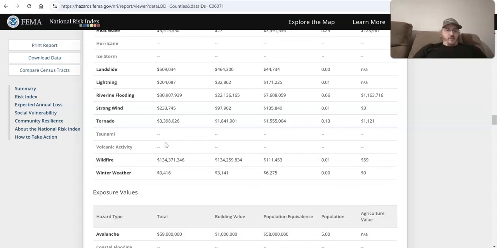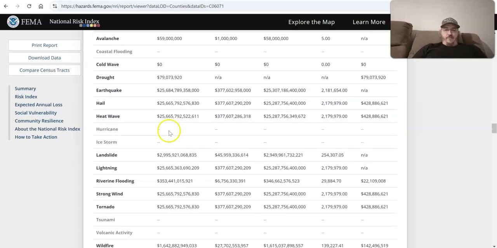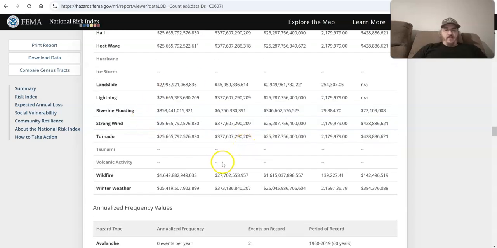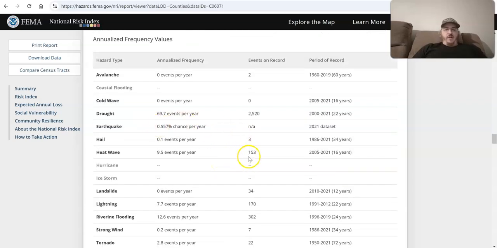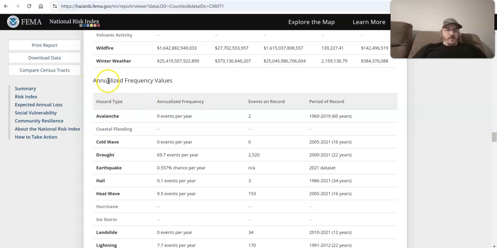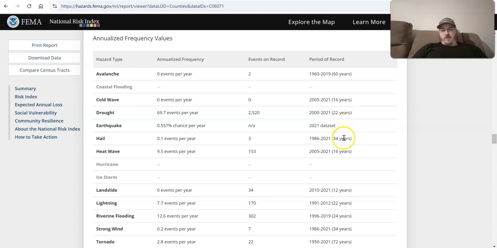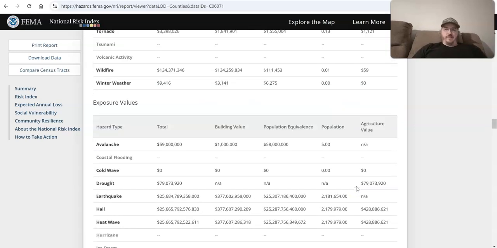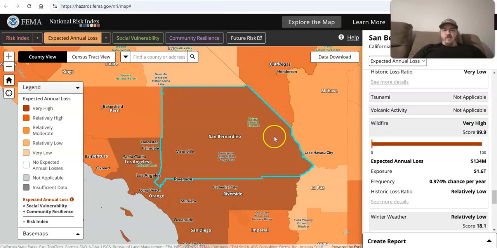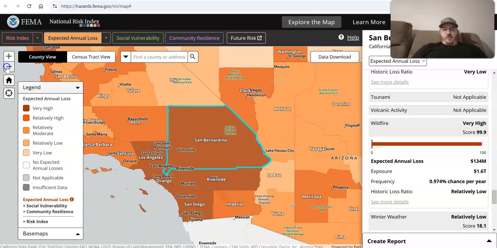I don't know exactly how helpful this data is when you dig into here, because again, it's just monetizing it. Although these frequency values, I think, are kind of interesting, and they'll tell you what time period they looked at and everything. That's all I really wanted to do today, though, is just go over this tool.